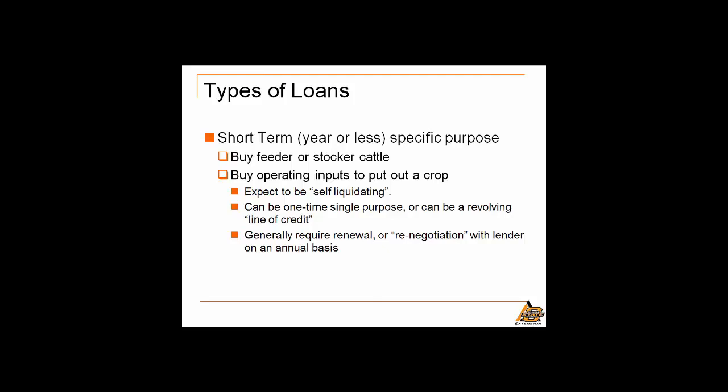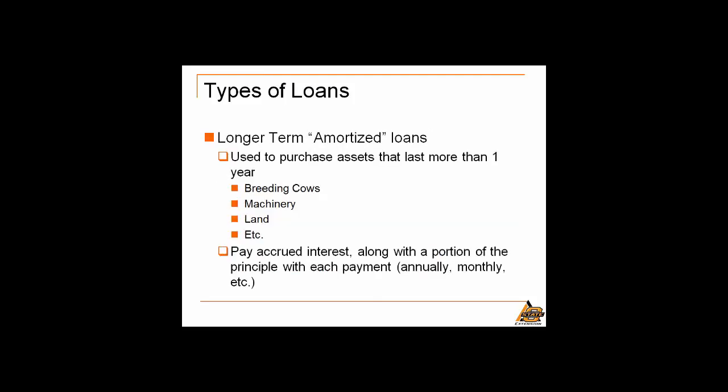Longer term, we'll call them multi-year loans, are typically what are known as amortized loans. This means that the principal is paid off a little bit at a time over the period of the loan. Typically, we think of these types of loans being used to purchase assets that are expected to last more than a year, such as breeding livestock, equipment, land, or buildings.